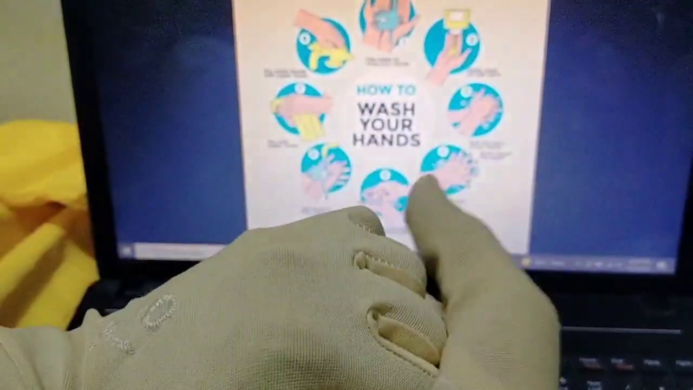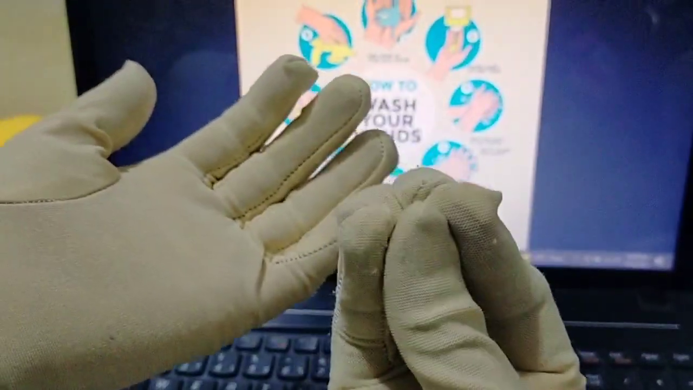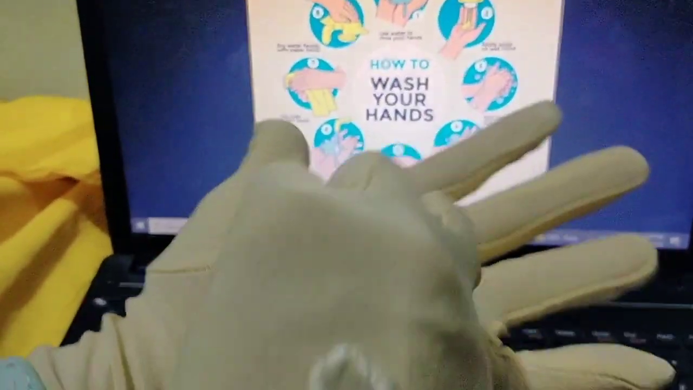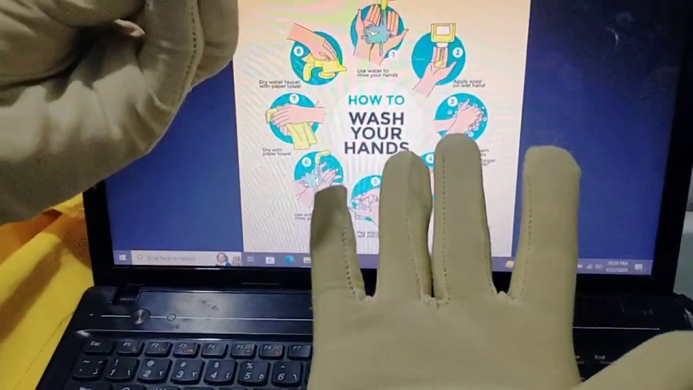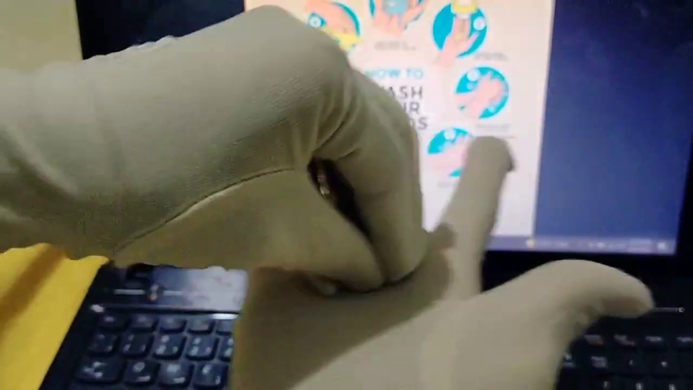Okay, then the next step is clench your fingers like this, and we have to clean our fingertips. We have to rub the fingertips on the palm of the other hand like this in a circular motion. Then the fingertips of the left hand on the palm of the right hand in a circular motion like this.